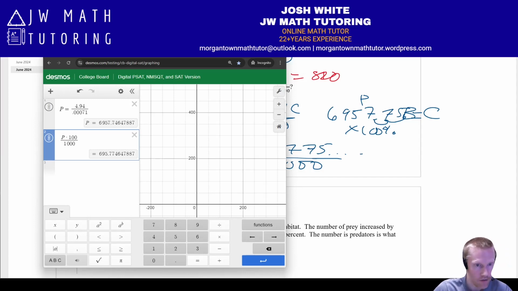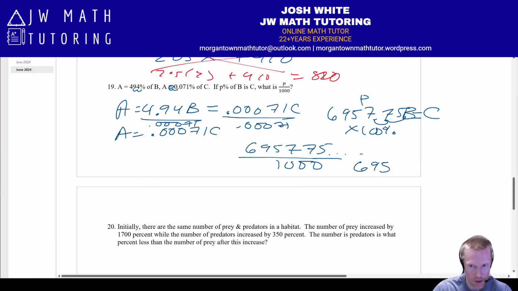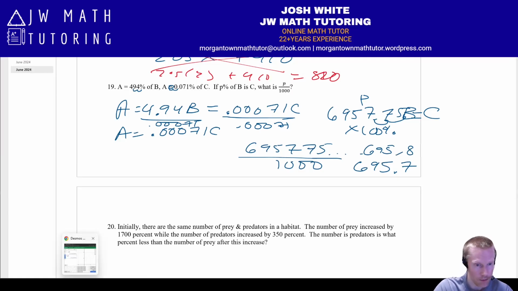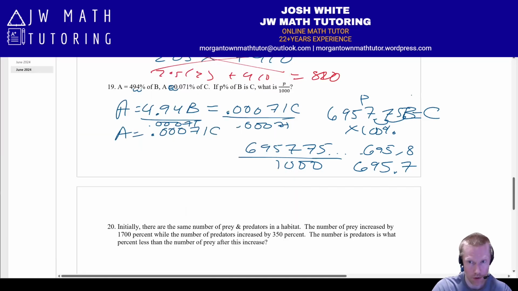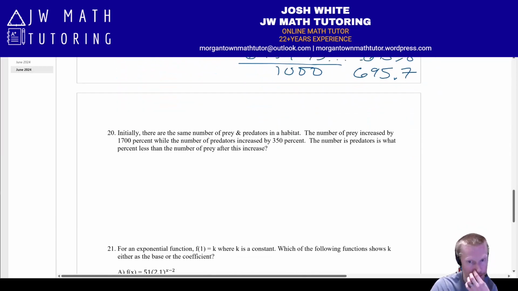So we get 695.77. If this was a student-produced response, you could do 695.7, you could do 695.8. Either one would be correct. But I'm guessing this would probably be a multiple choice. But if not, either of those would be fine because you can round or you can truncate, and you can only fill up 5 total character spaces for a student-produced response.